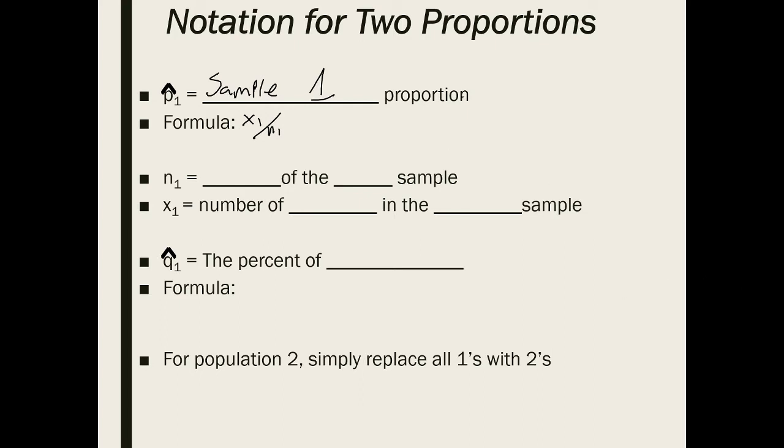N1 here is the total size of the first sample. So 100 people you surveyed, 1,000 people, 12,000 people, it doesn't matter. It's just a normal everyday n. And X1 is the number of successes in the first sample. So again, you survey 100 people in one state and you get 10 of them with blue eyes. 10 out of 100 is your sample proportion. And q hat is the percent of failure, again in the first sample.